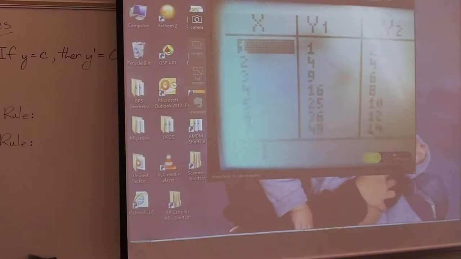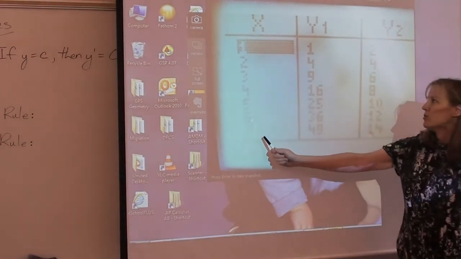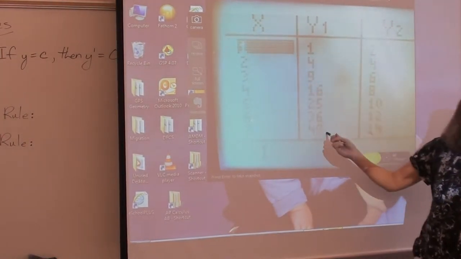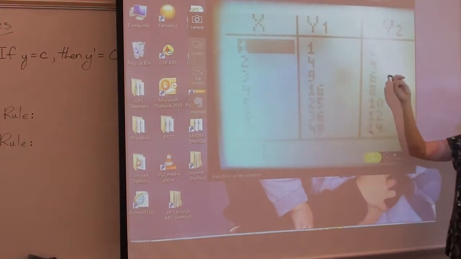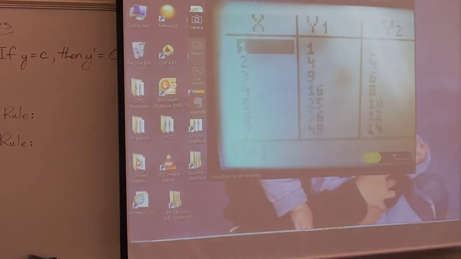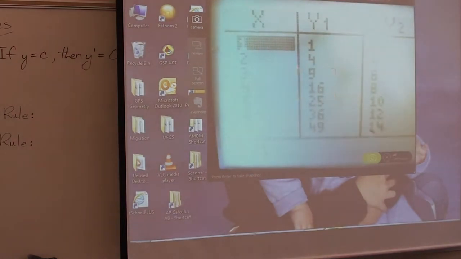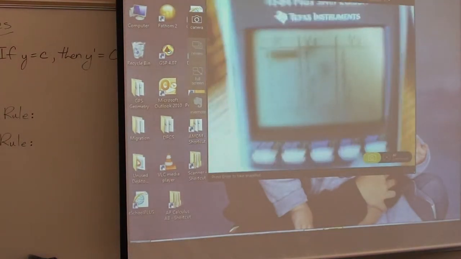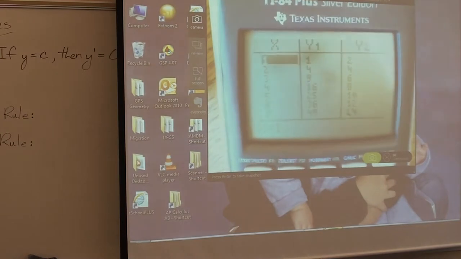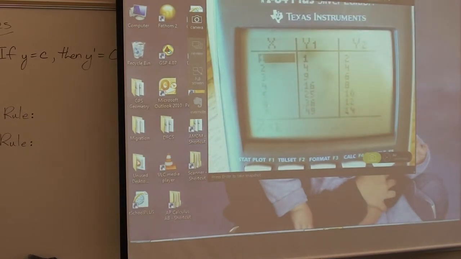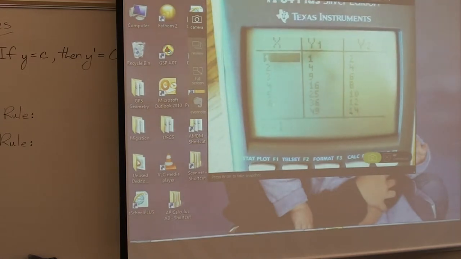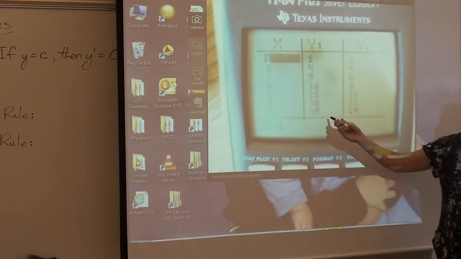Alright, so these are my x values. This is just x squared, right? This is the derivative. I wish I could get this a little bit better. That darn glare.